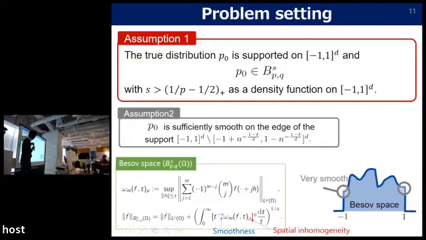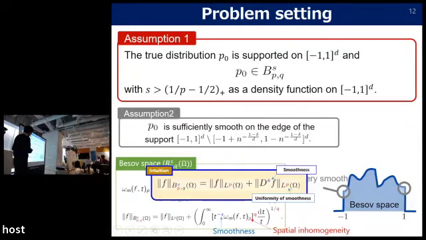We assume that P0 is included in the so-called Besov space, which is written like this. I don't have much time to explain the precise definition of the Besov space. Roughly speaking, the Besov space has a smoothness parameter s. If P0 is included in this Besov space, we can say P0 is s times differentiable, and the L^p norm of the s-th order derivative is bounded. If s is large, P0 is many times differentiable, so P0 is very smooth. If s is small, we cannot differentiate P0 so many times, so P0 is not smooth. So depending on the smoothness of P0, the parameter s changes.